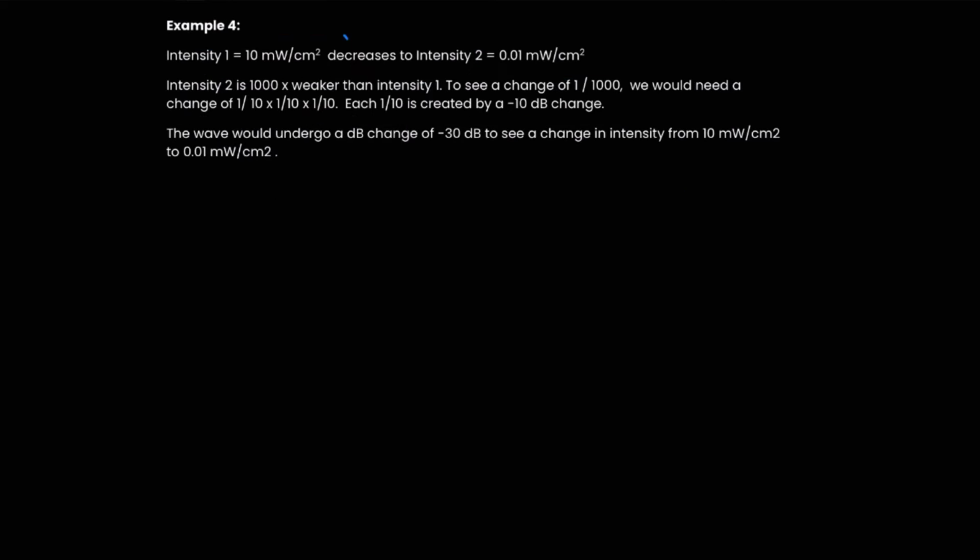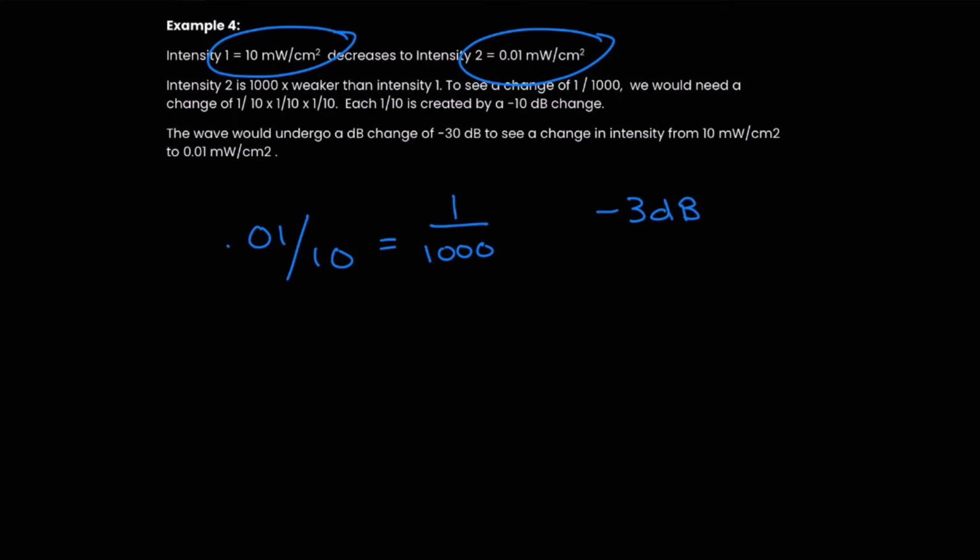Example 4 tells us that we are starting with a 10 milliwatts per centimeter squared, and we are reducing to a 0.01 milliwatts per centimeter squared intensity. We then need to calculate the change in the intensity, so we'll take intensity 2 and divide it by 10, and we see that we end up with a beam that is 1/1000th, or 1000 times weaker than the intensity 1. So we are working with negative numbers, so we are going to remind ourselves again of our decibel rules. Minus 3 decibels equals half as strong, and negative 10 decibels is going to equal 1/10th as strong.